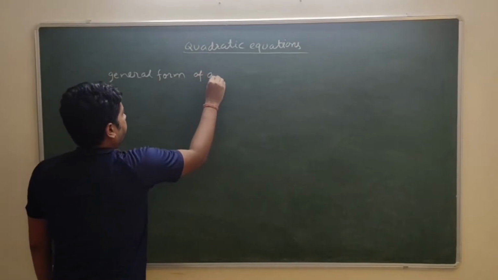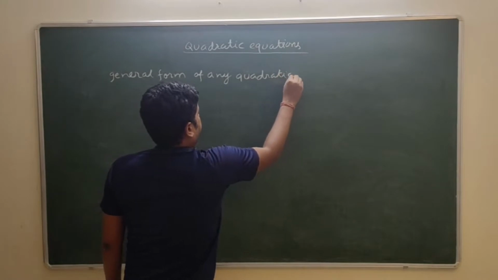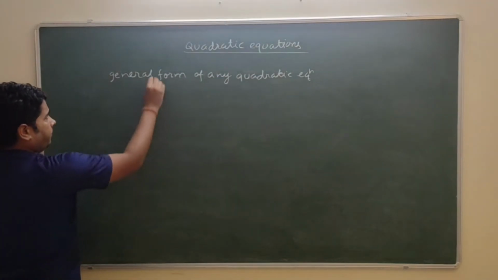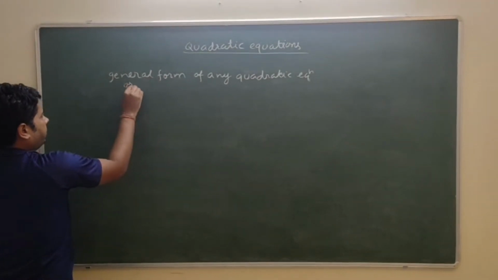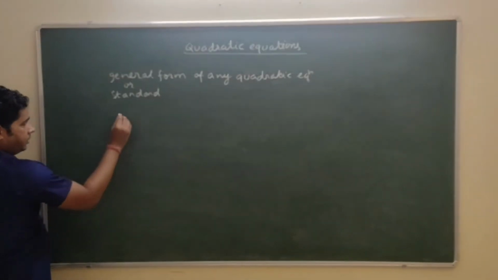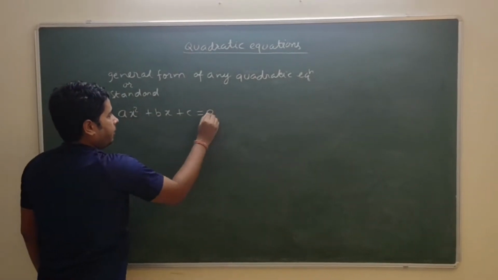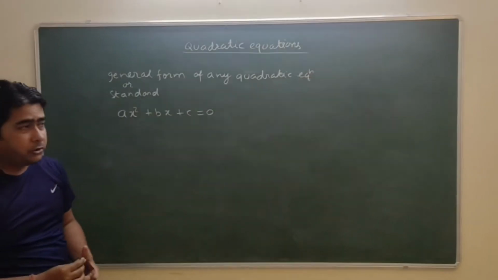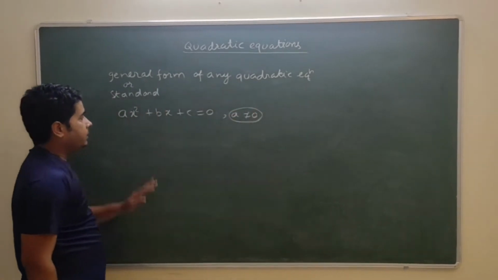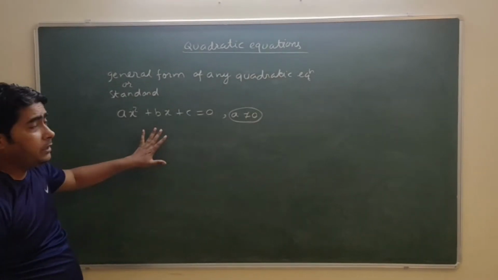General form of any quadratic equation. General form is also the standard form, right? So general form is ax square plus bx plus c is equal to 0. When you write ax square plus bx plus c equal to 0, you should always write that the leading coefficient should not be equal to 0. This is the general form of any quadratic equation. Means any quadratic equation will be in this form only.